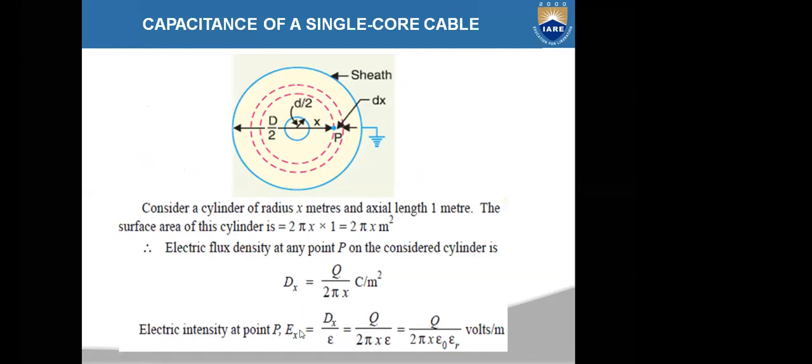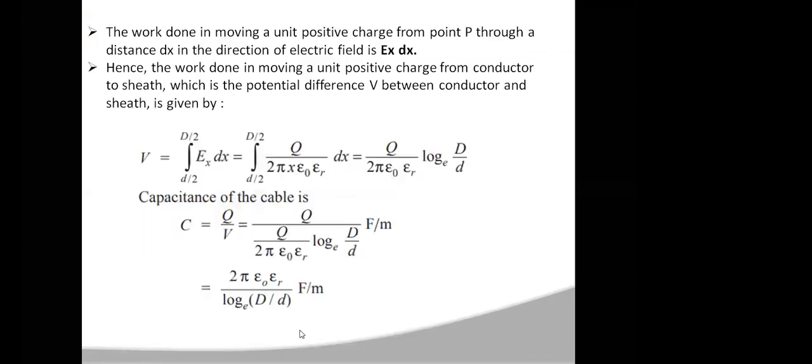So from flux density we will get electric field intensity, then from electric field intensity we get voltage. After getting voltage, you can calculate the capacitance. The capacitance value calculated here is for only 1 meter, so the units are farads per meter.